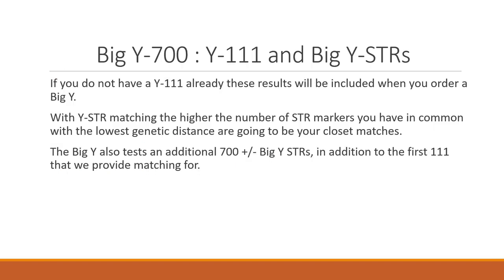With the Big Y 700, if you do not already have Y111 testing, then these results will be included with your order when you order a Big Y. With YSTR marker testing like the Y111, 67, 37, and so on, the higher the number of STR markers that you have in common at the lowest genetic distance, these are going to be your closest matches. In addition to the first 111 STR markers that we provide matching for, the Big Y also tests an additional 700 or so Big Y STR markers.